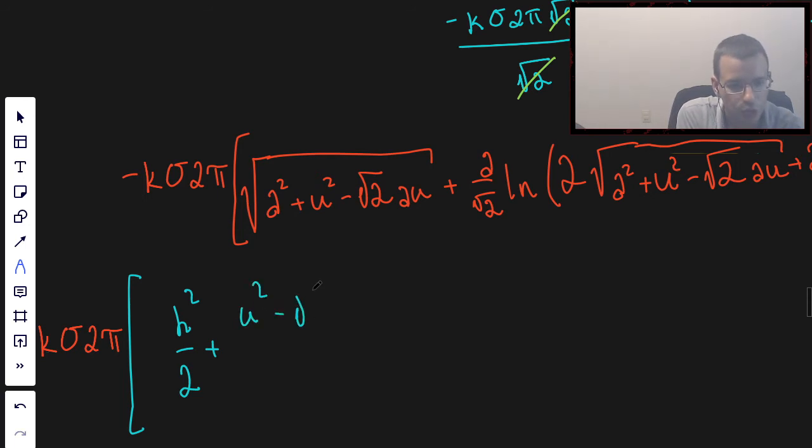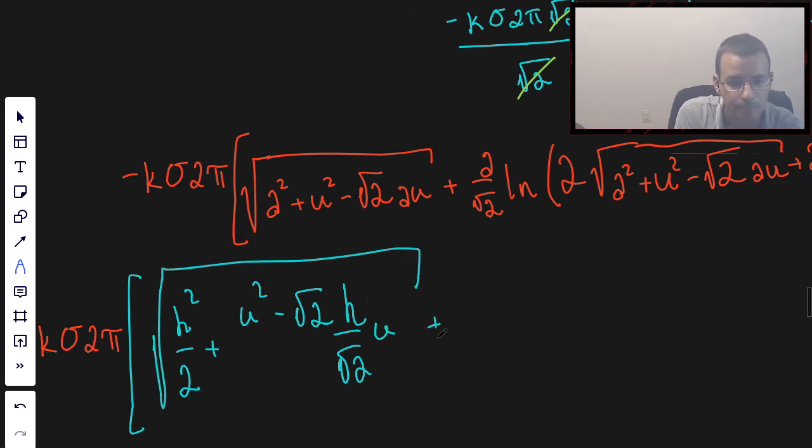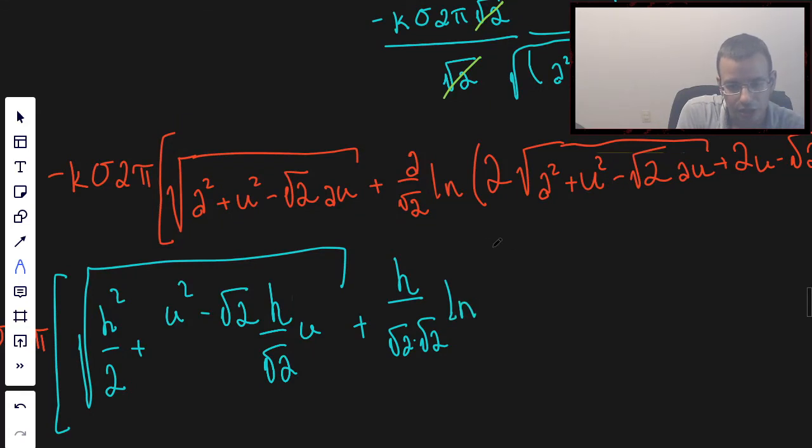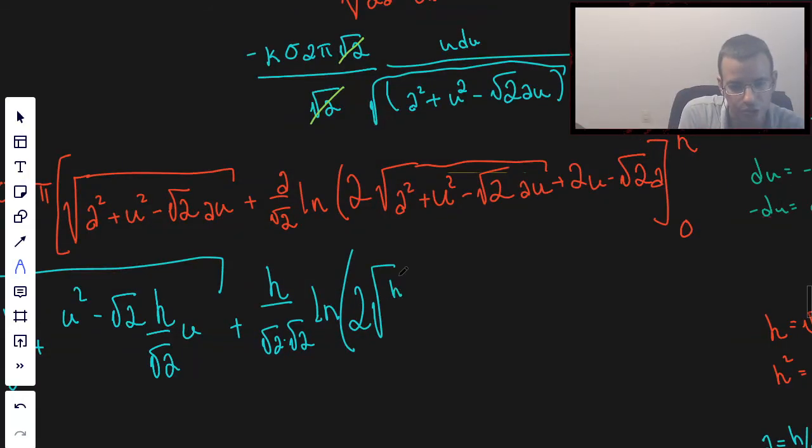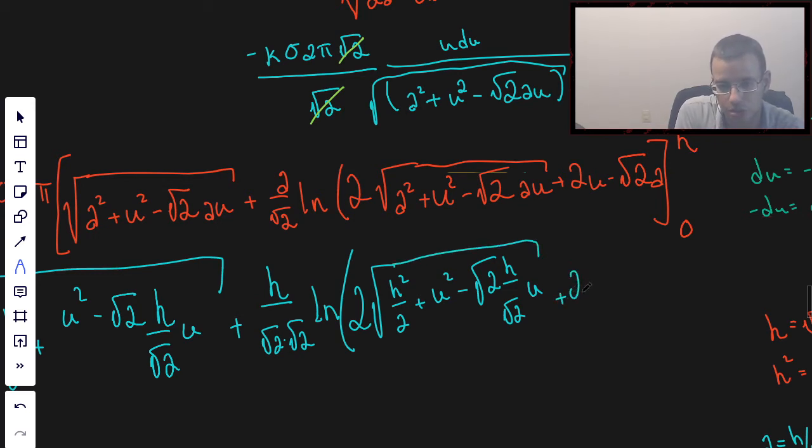u squared minus square root of 2a, which is h over square root of 2 u. This is going to be all square rooted. Plus a, which is h over square root of 2. But we have another square root of 2, so that works out well. Natural log of 2 times the square root of a squared, which is h squared over 2, plus u squared minus square root of 2, h over square root of 2, u, close, plus 2u, minus square root of 2, h over square root of 2.